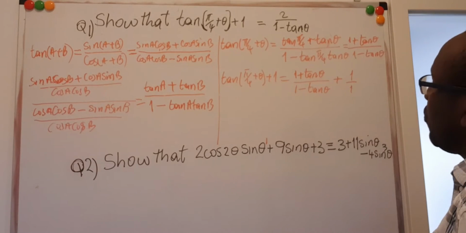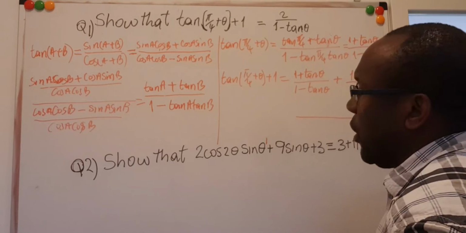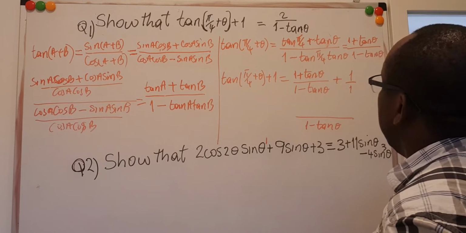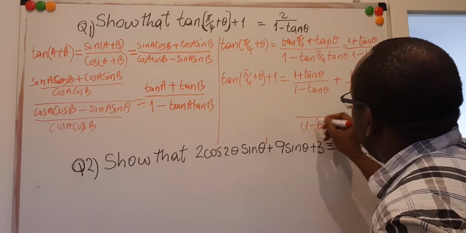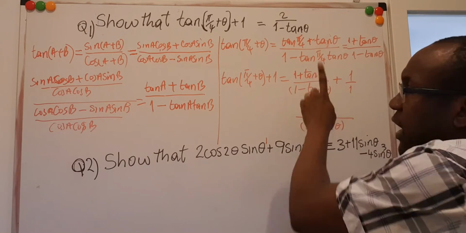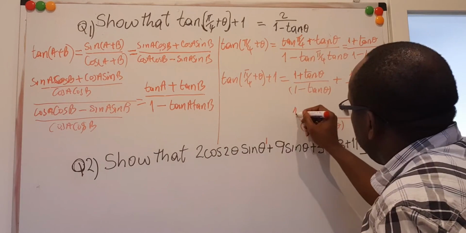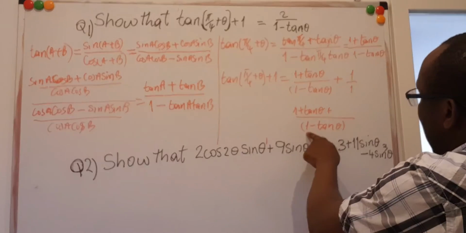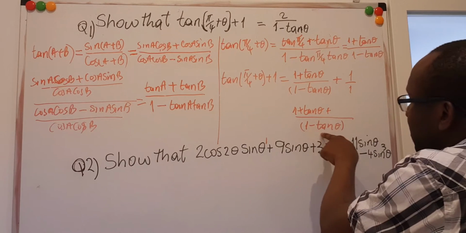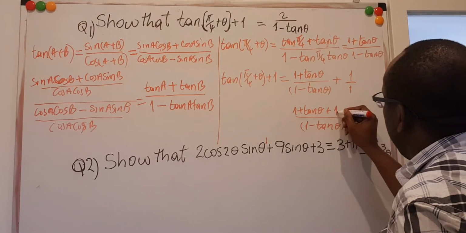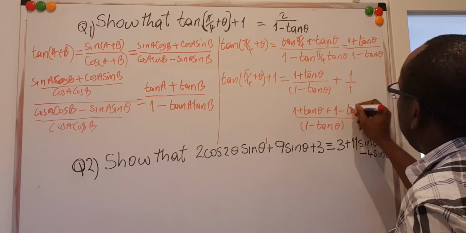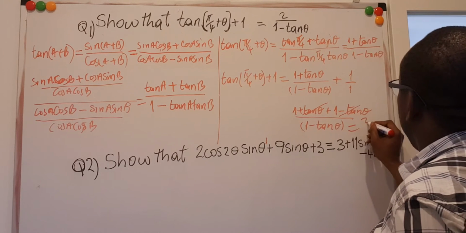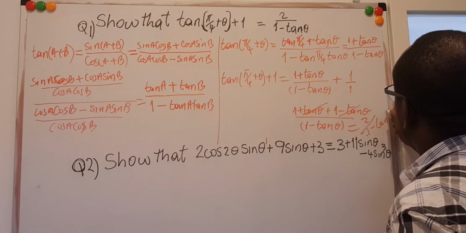This can also be written as 1 over 1, and I can look for the lowest common multiple for the two of them, and that is 1 minus tangent of theta. 1 minus tangent of theta divided by 1 minus tangent of theta is 1. 1 times that is 1 plus the tangent of theta, plus 1 minus tangent of theta divided by 1 is 1 minus tangent of theta times 1 is 1 minus tangent of theta. You see that this goes off and I'm left here with 2 divided by 1 minus tangent of theta.